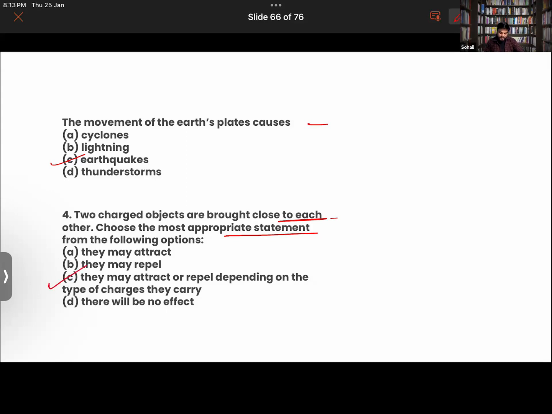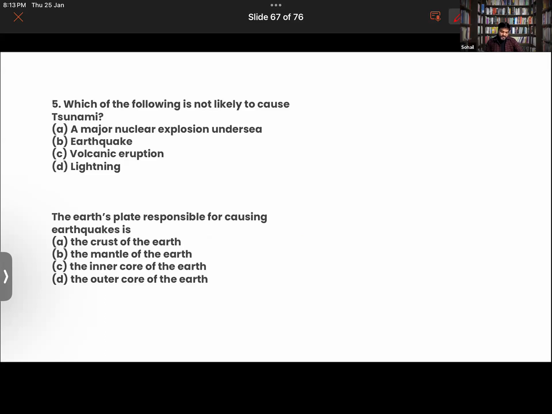Exactly. Which of the following is not likely to cause a tsunami? Lightning. Tsunami is left to be discussed; as I said, I will be talking about it. Lightning will not cause it, right? Usually it has been seen that in the majority of cases volcanic eruption is not the major cause, but in rare cases it can cause it. In a tsunami, a huge pressure difference is created, so volcanic eruption can play a role there.